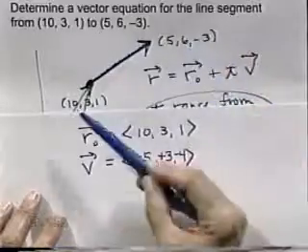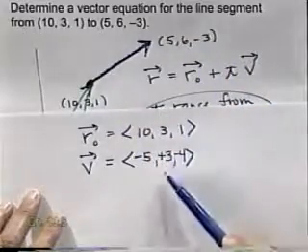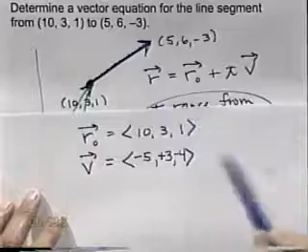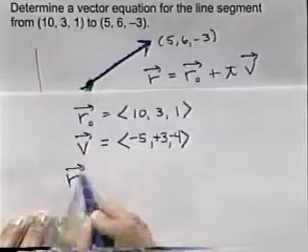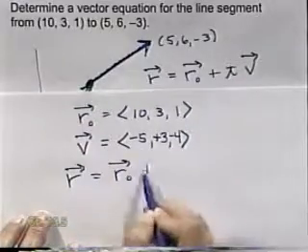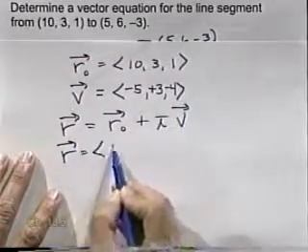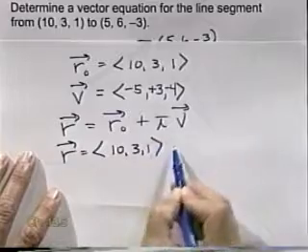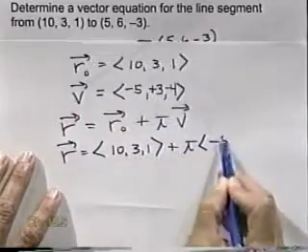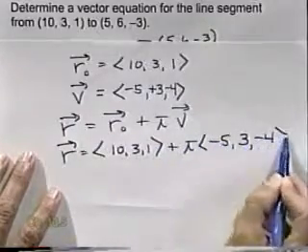All right. 5 minus 10 is negative 5. 6 minus 3 is a positive 3. Negative 3 minus 1 is a negative 4. So my vector equation is r equals r naught plus t times v. So it's going to be r equals <10, 3, 1> plus t times <-5, 3, -4>.